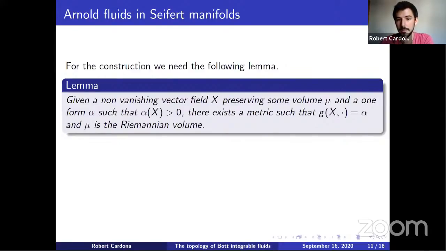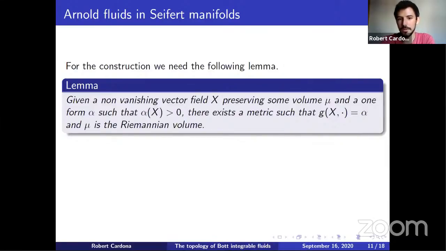And this is because of this lemma, which, well, is introduced at several points in the literature, but for instance, it was used in this context of Euler flows in a paper by Reichmann, Torres de Lizaur, and Peralta-Salas. It says that given a non-vanishing vector field X which preserves some volume mu, if I find a one-form which is positive on it, then you can find a metric such that this form is the dual to X. And furthermore, I can impose that mu is the Riemannian volume form, okay?